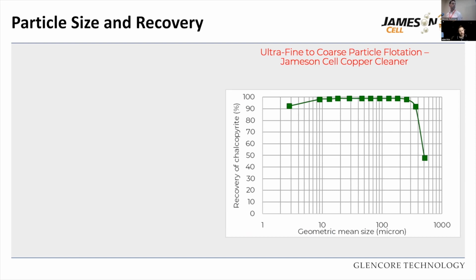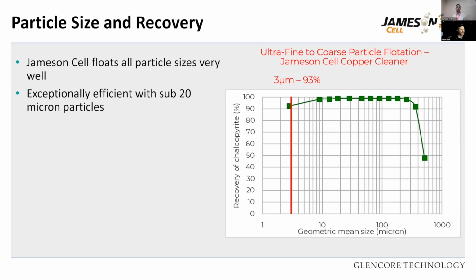So for a Jameson cell, in terms of recovery of particles by size, this is an example showing that it's very effective at both the fine particle range and all the way up to the coarser end. So anywhere from sort of the 3 micron range all the way up to the 300. And in this example, this was a copper flotation circuit, actually in Mount Isa, where we saw even 93% recovery at that 3 micron range, and still 97% recovery at the 300 micron range.